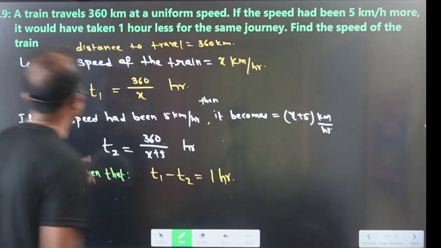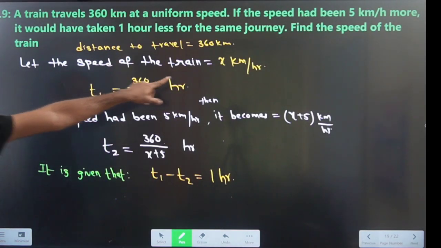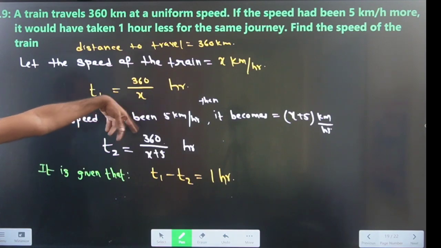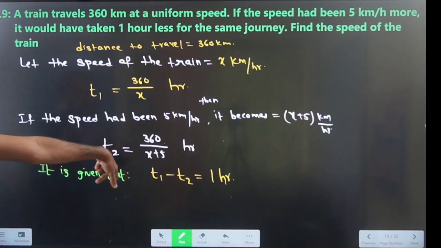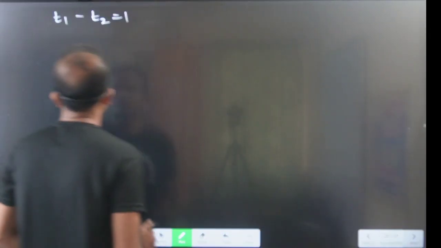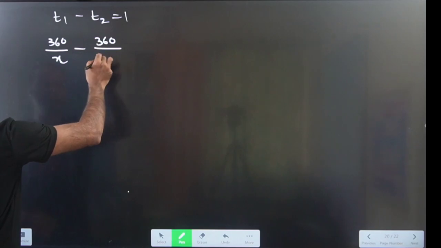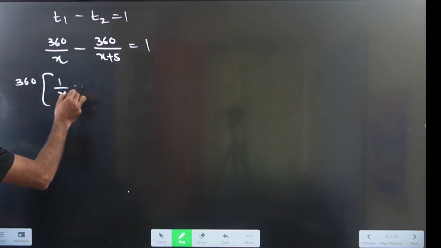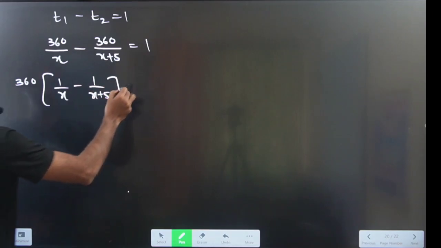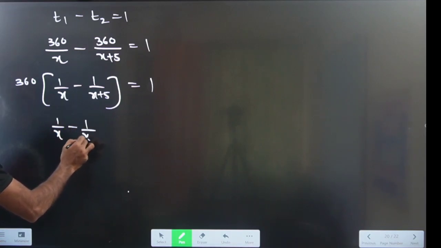What did we assume T1 to be here? The time taken to complete this journey with the speed x km/h is 360/x. The time taken to travel this journey with the speed x plus 5 is 360/(x+5). So 360/x minus 360/(x+5) is equal to 1 hour. Now take 360 common: 1/x minus 1/(x+5) equal to 1/360.